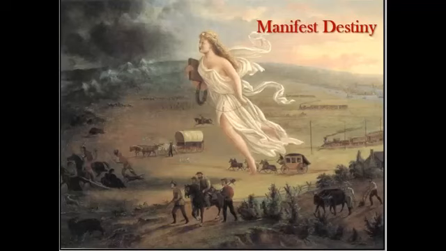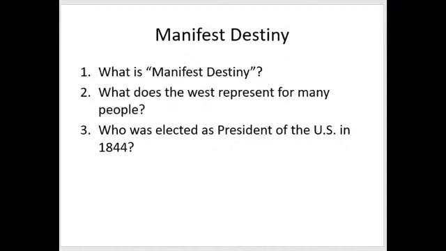So let's look at some of the questions that you should be able to answer when we're done with the notes. First, what is manifest destiny? Second, what does the West represent for many people? In other words, when people thought of the West at that time and were deciding whether they would move out there or not, what was the thinking behind it? Why would they do that?